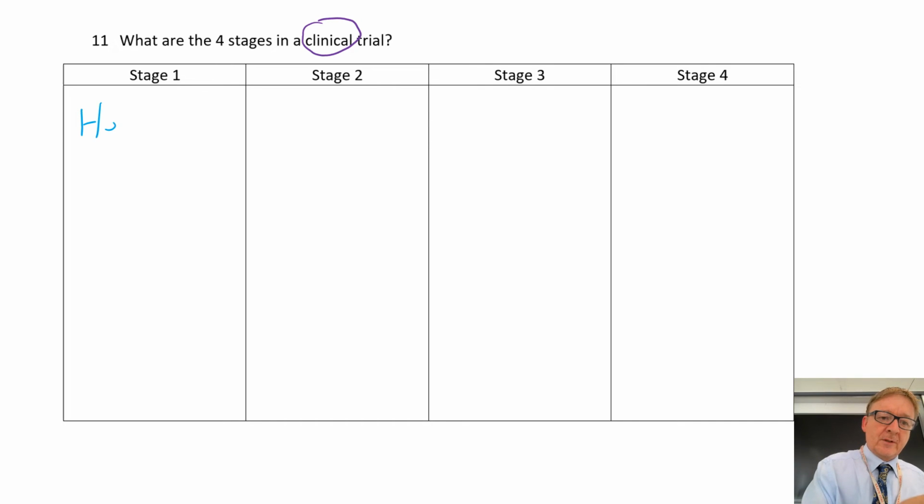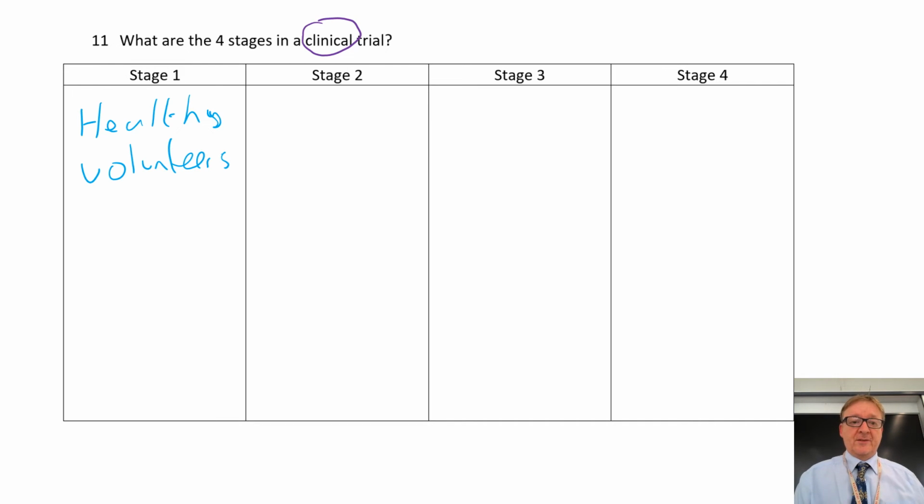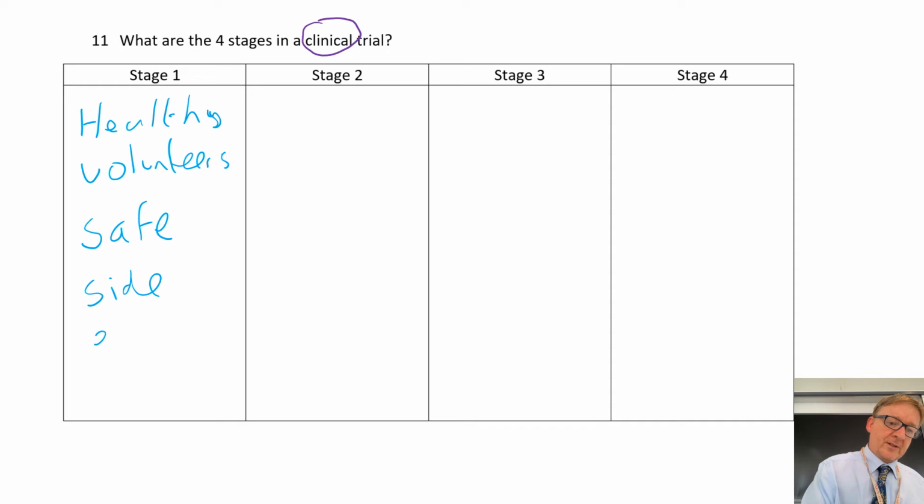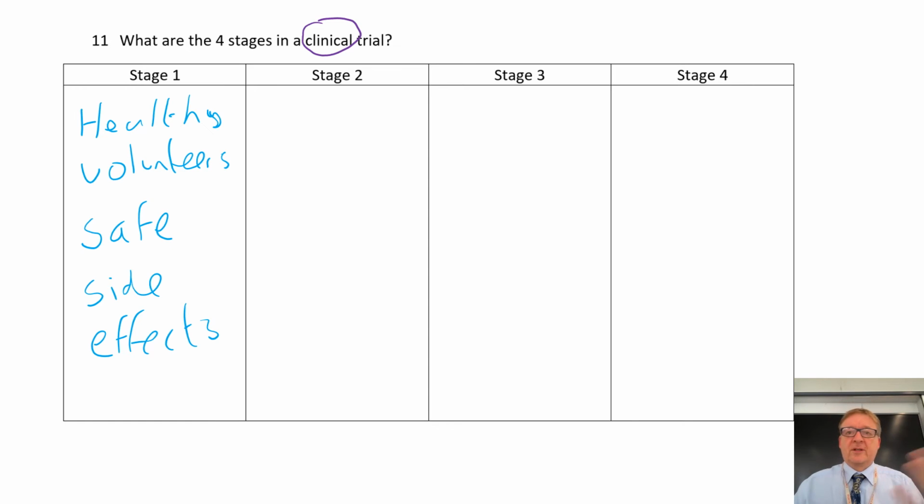Stage number 1 is healthy volunteers. Okay, so healthy volunteers. So any of us, in theory, could volunteer to do a drug trial. And the whole point of it is to see if the drug is safe and to see what side effects there are. So you've got a normal 23-year-old bloke, 23-year-old woman going in, and they'll take a certain amount of the drug just to see if it's literally safe to take and what the side effects could possibly be.